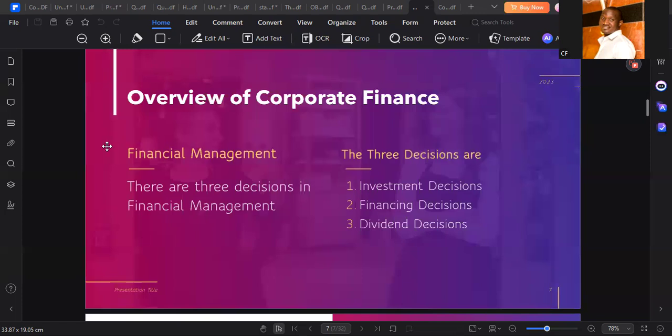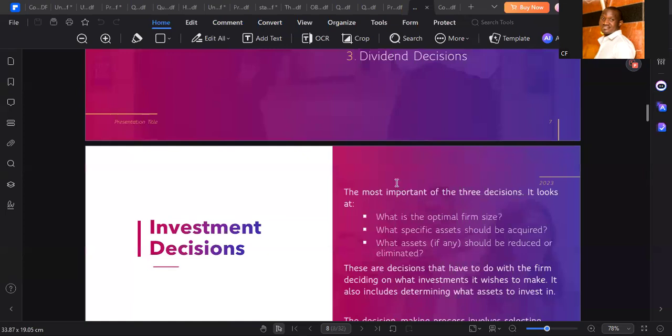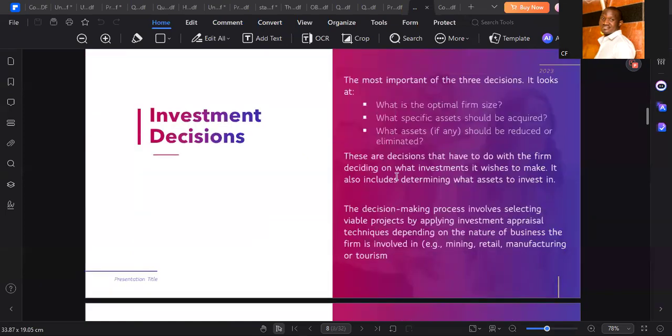So there are three key decisions that are involved in financial management. We have what we call investment decisions, financing decisions, and dividend decisions. So what are investment decisions? Investment decisions are part of the most important decisions that involve financial managers being able to select the more viable investment projects. So it requires financial managers to be able to understand the capital budgeting techniques, which we look at as a single topic, NPV, IRR, how to calculate them.